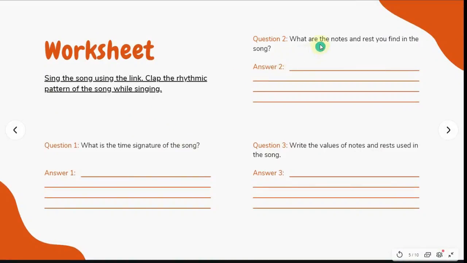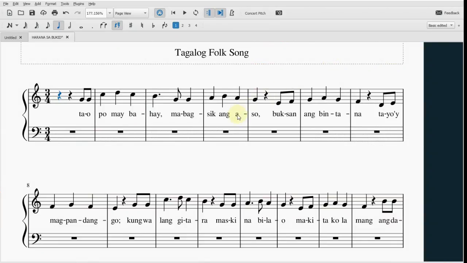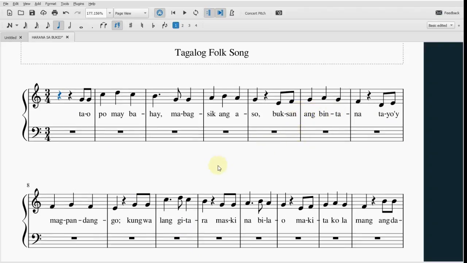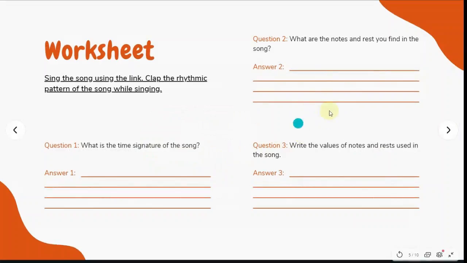Number 2 question, what are the notes and rests you find in the song? So have a look again. Look closer to each note. What types of notes are these, and what kind of rest can we find in the song? Okay, so you can write your answer in the space provided here.